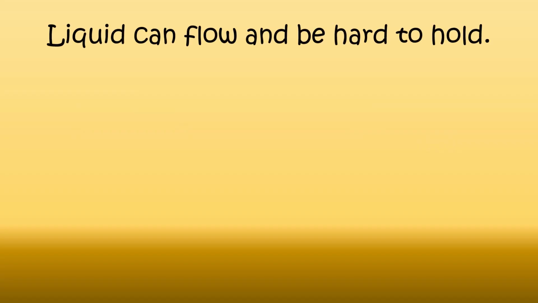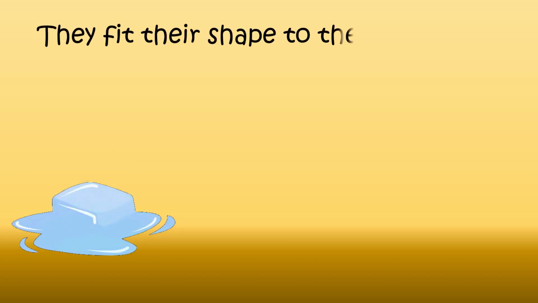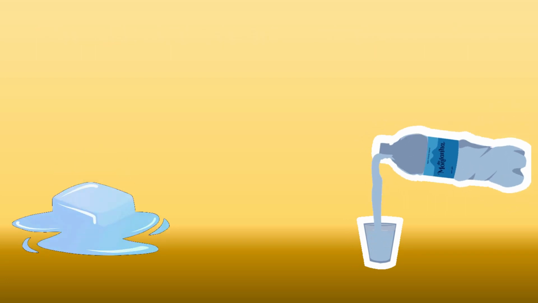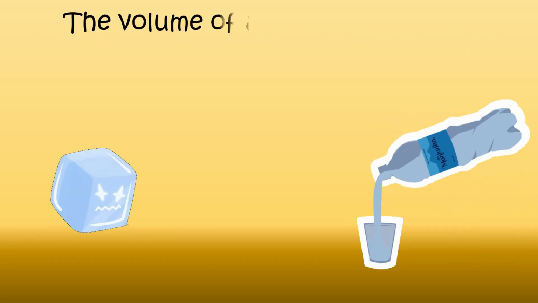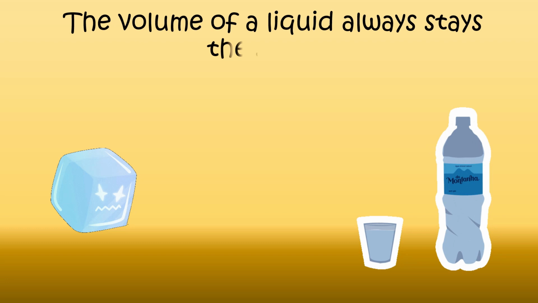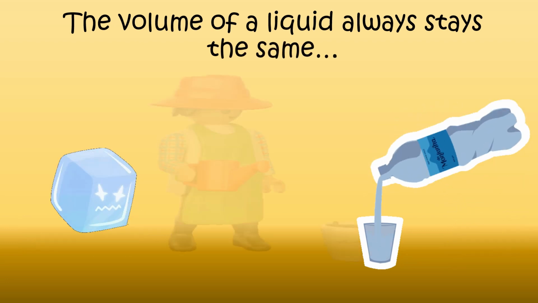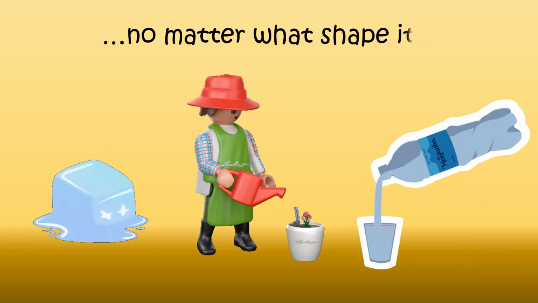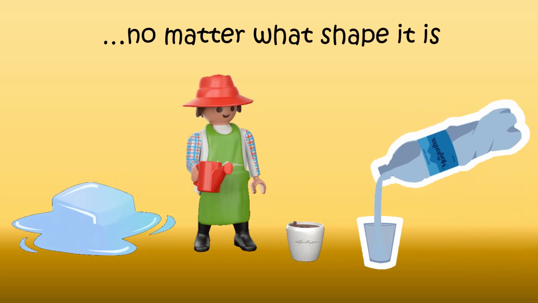And the second is liquid. Liquids can flow and are hard to hold. They fit their shape to their container. The volume of a liquid always stays the same, no matter what shape it is.